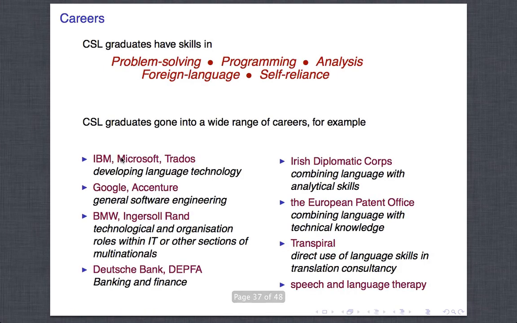employers. So this is just a list of various places that people have ended up going off to work, either in computer companies like Google. Some people working in translation, some people working in the patent office, some people working in diplomatic corps, some people going on to do further research, many things.